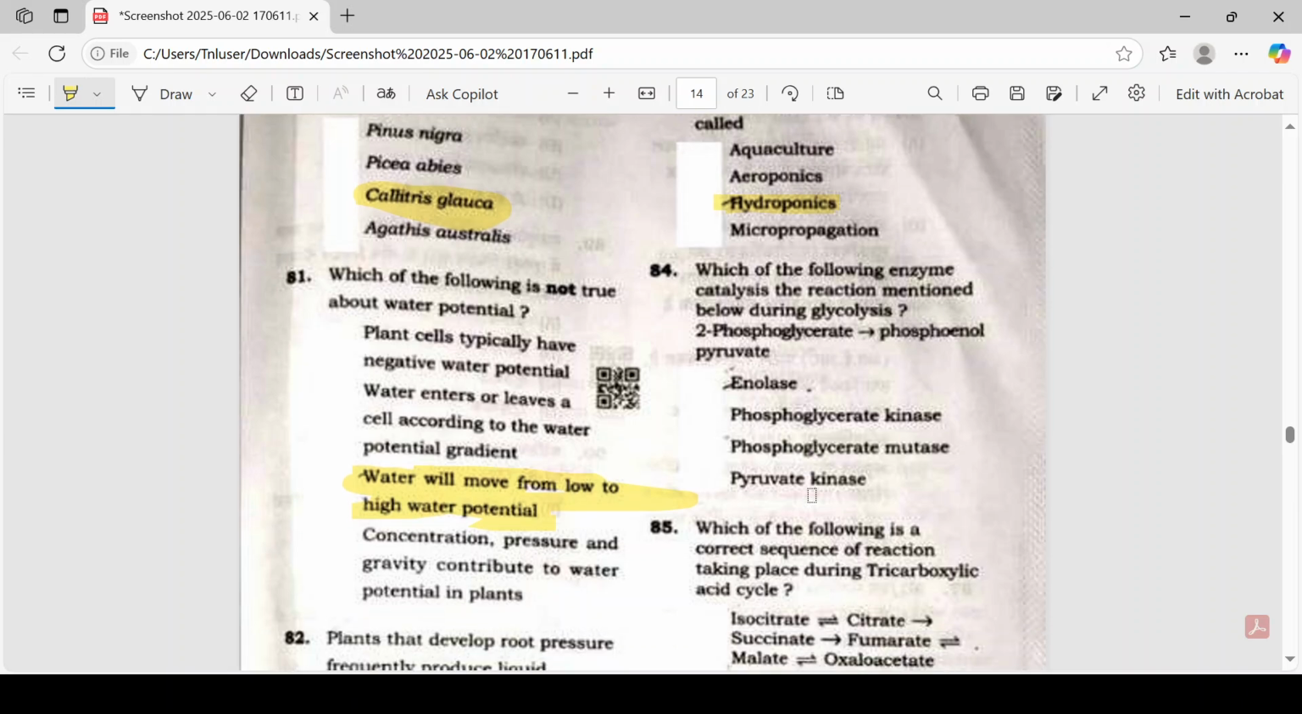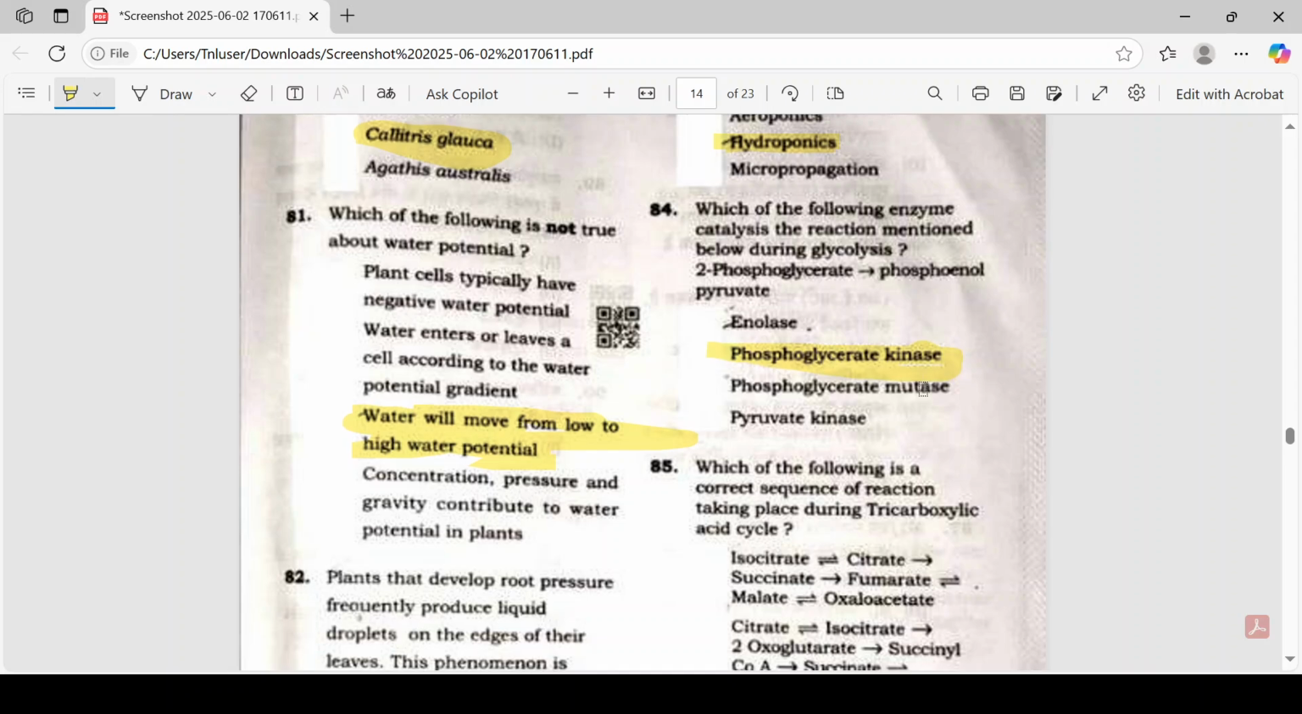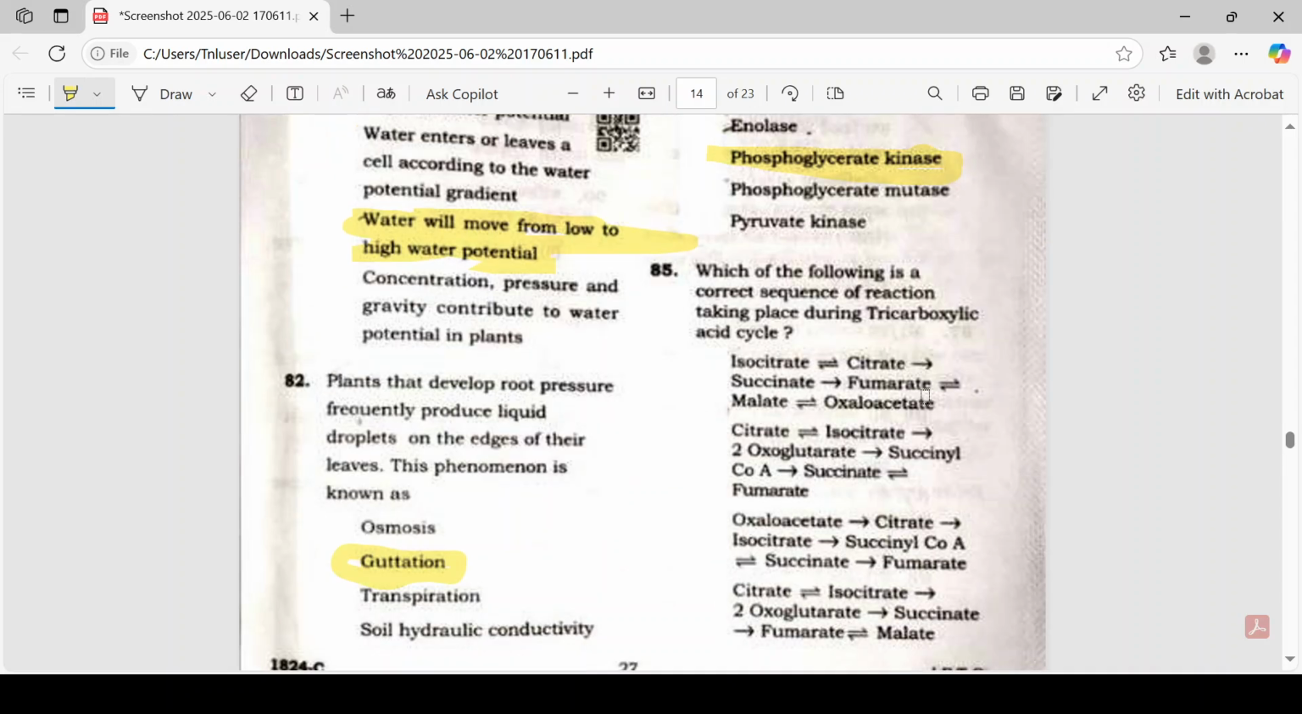Which of the following enzyme catalyzes the reaction mentioned below during glycolysis? 2-phosphoglycerate to phosphoenolpyruvate. So yeah, the correct answer over here will be option number B, that is phosphoglycerate kinase. So yeah, option B will be the correct answer. Yeah. So the question was from glycolysis, very important process.